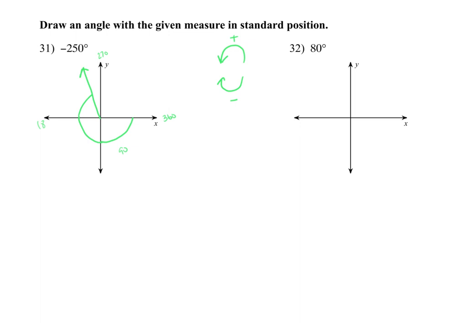The next one is positive, which means I'm going to start at the same point, but now I'm going this direction. I know this is positive 90, so I don't even go through the first quadrant. I go all but about 10 degrees of this first quadrant. That is 80 degrees.